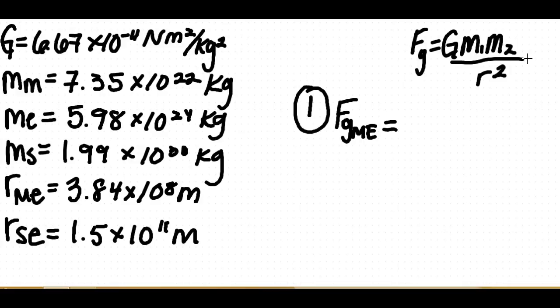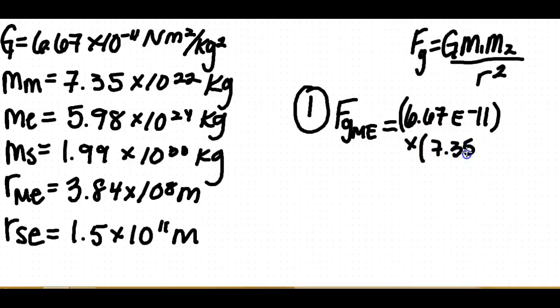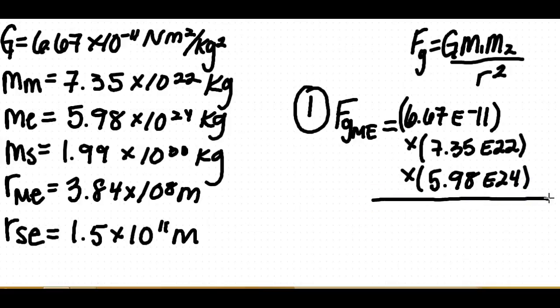So if we look at this and plug in, we have 6.67, and I'm going to drop the times 10 to the and put it in terms of E. So times E negative 11. All right, and then that's going to be multiplied by M1, which is going to be the moon. So 7.35 times 10 to the 22nd, multiplied by M2, which is the Earth. So it's 5.98 times 10 to the 24th. And that's going to be divided by the radius from moon to Earth, 3.84 times 10 to the 8th.